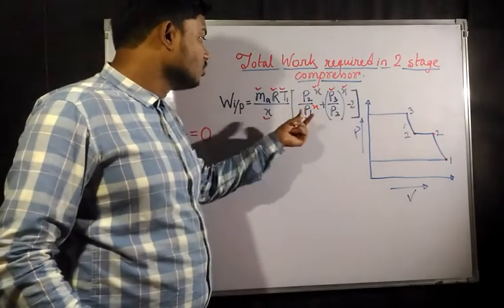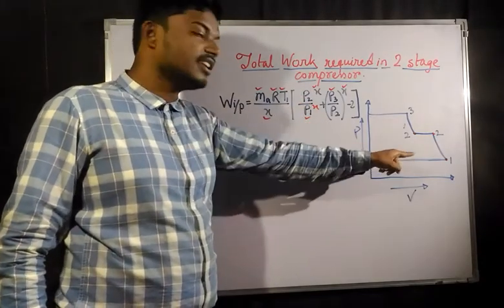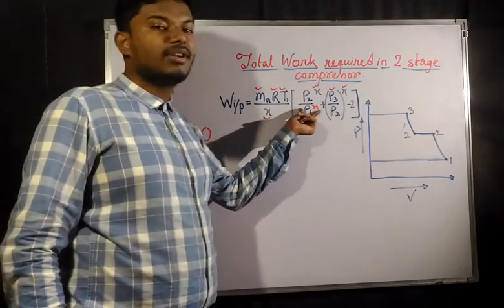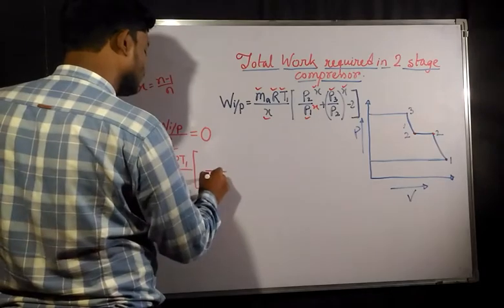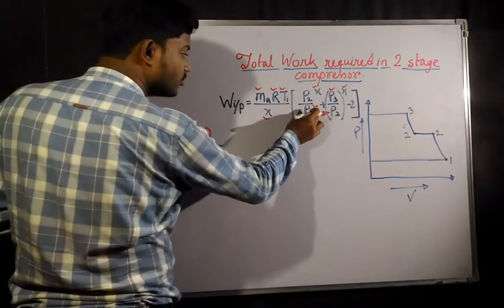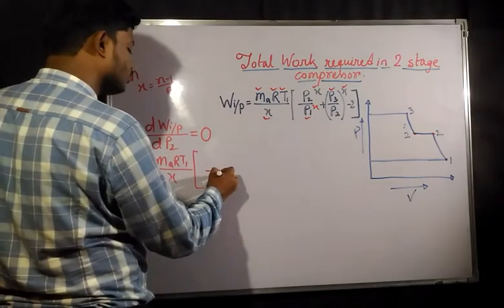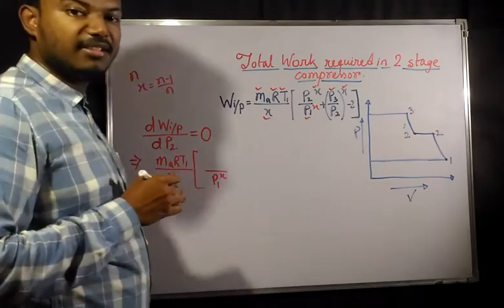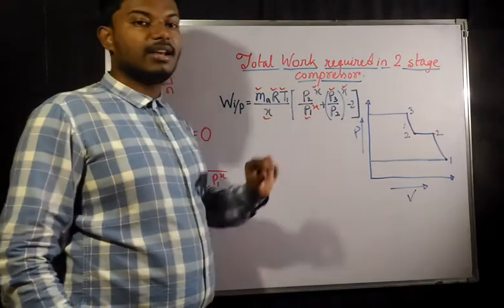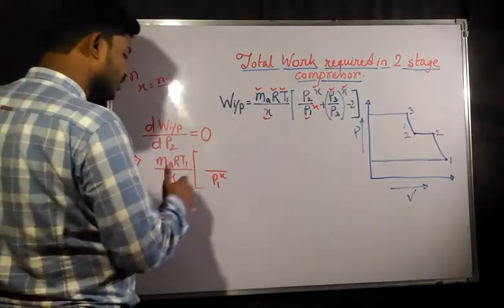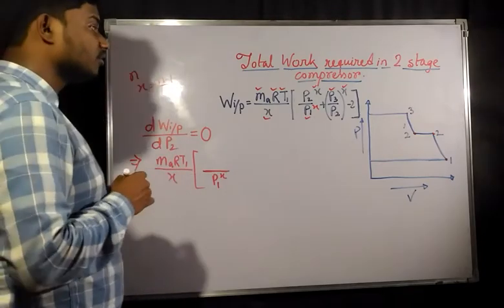Now from these two, P1 to the power x is common. P1 is the initial pressure, so P1 to the power x is common and constant, and as it is constant, it will remain as it is. Now what will get differentiated? P2 power x is going to get differentiated. So if P2 to the power x is going to get differentiated, what will be the condition?